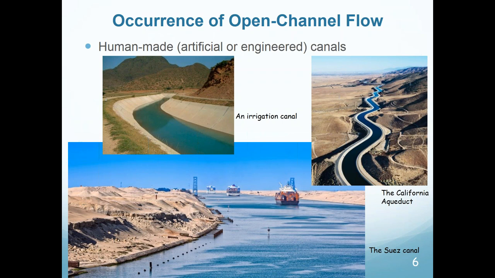And at the bottom, we see the Suez Canal. That's a canal that connects the Mediterranean Sea to the Red Sea. It crosses through Egypt. It was built in the 1860s, more than 150 years ago. And the difference between that canal and the California Aqueduct, basically, not just the size, but the Suez Canal has salt water, seawater, whereas the California Aqueduct has fresh water. So most canals you see are freshwater canals, except the Suez Canal and the Panama Canal, and a few others who have seawater.